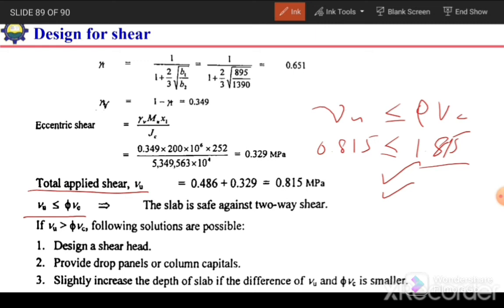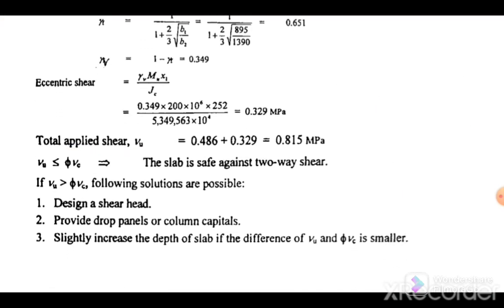If this is not true, meaning the applied shear is greater than this value, then we need to provide shear reinforcement, or we can provide a column capital, or we can go for drop panels. As a third option, if the difference is very small, we can increase the thickness of the slab. Out of these three different scenarios, we can consider the most suitable. Okay, this is all about the direct design method.